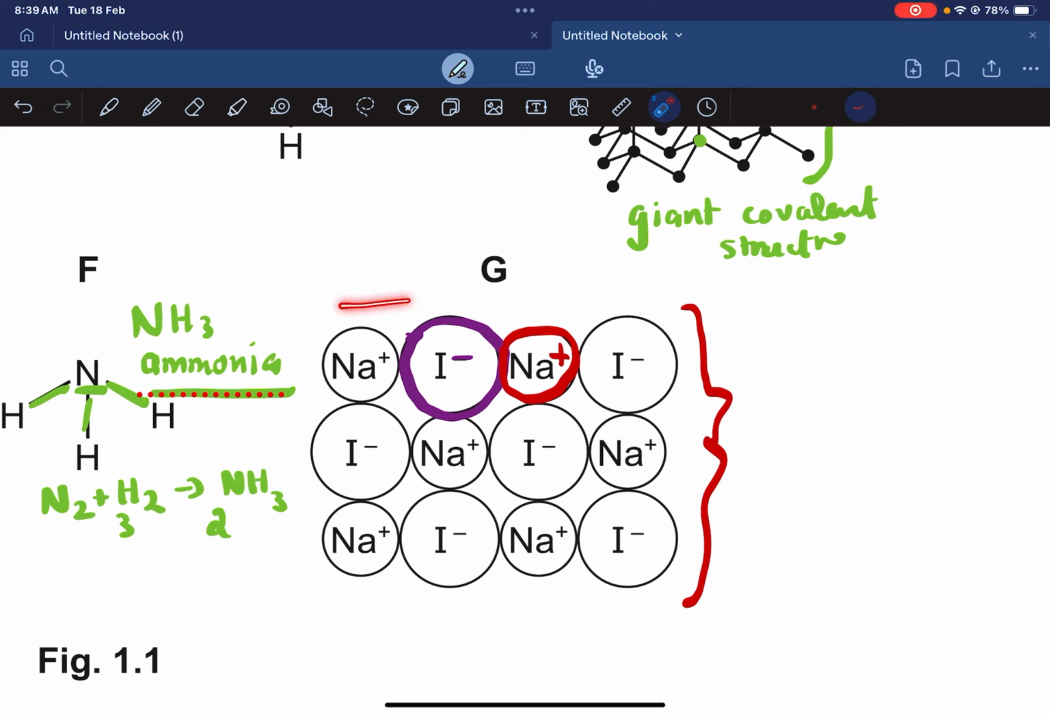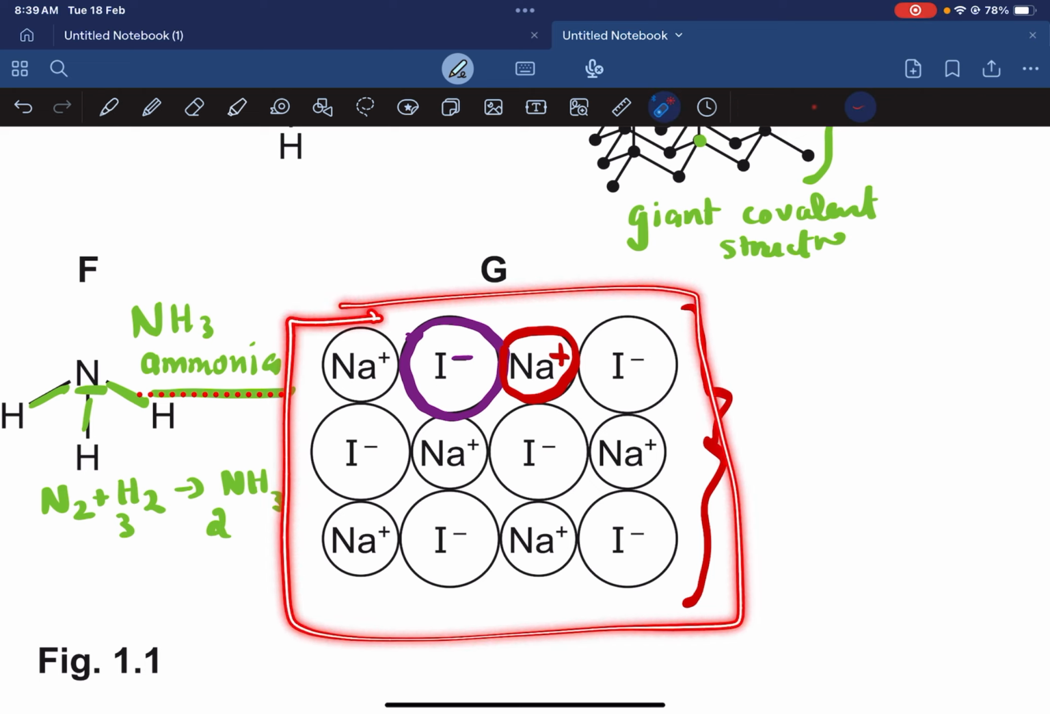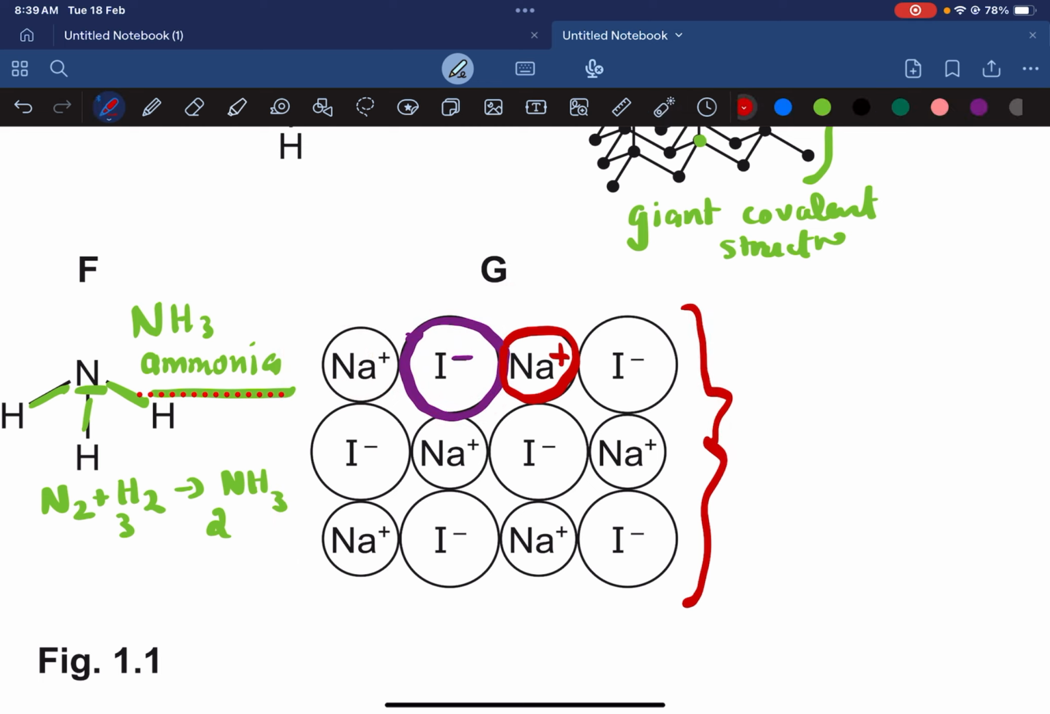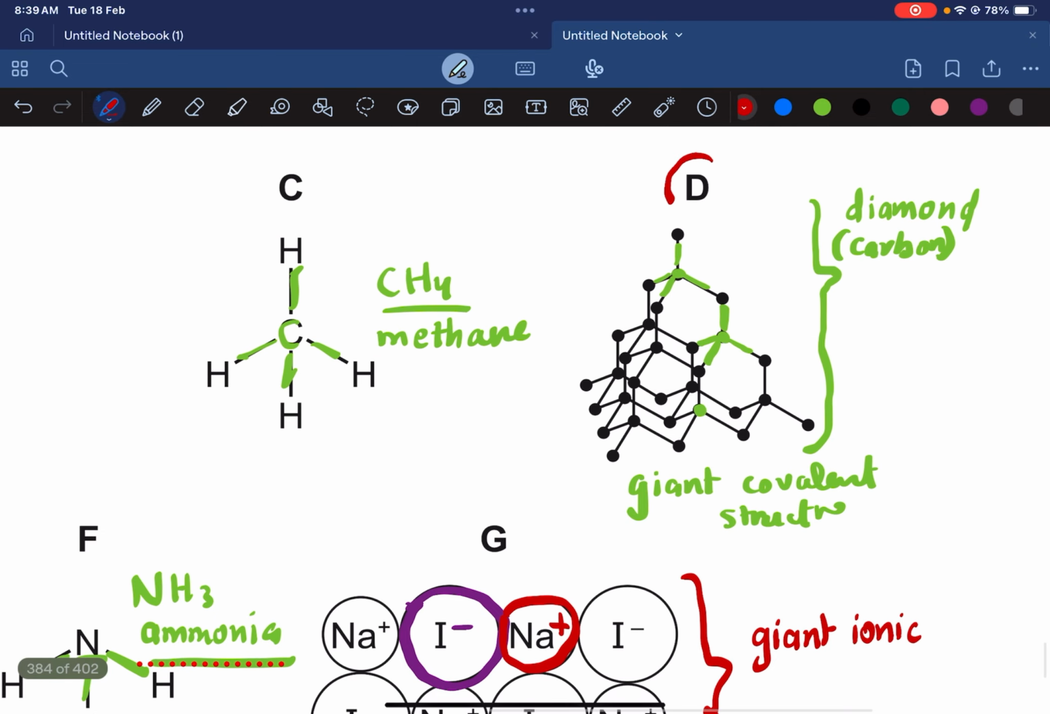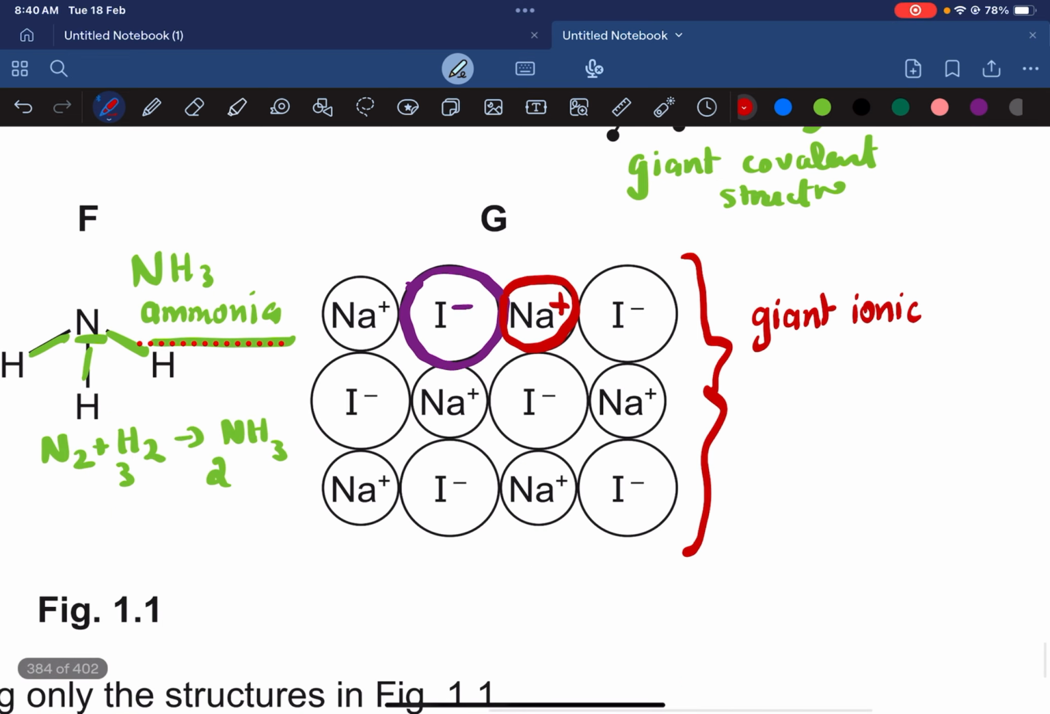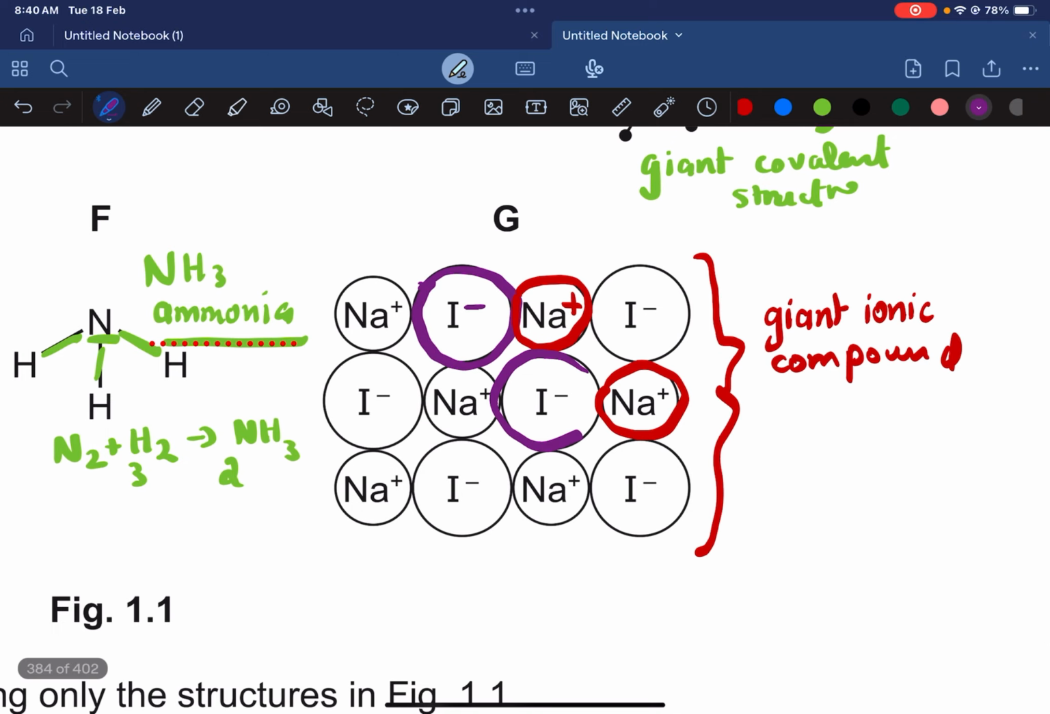Okay, and this is a giant ionic compound. Why? Because I have negative ions and positive ions that are joined together by strong electrostatic forces of attraction. So that's going to be a giant ionic compound. It's a compound. Remember, diamond is an element, because it only has carbon. It has no other substance than carbon. Whereas this G part is a giant ionic compound. Why? Because it has sodium as well as iodide ions in it, which make it a compound.